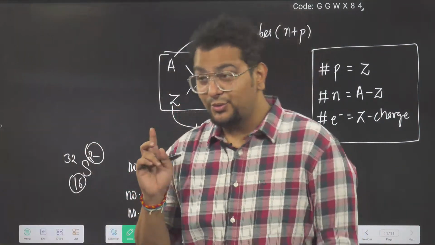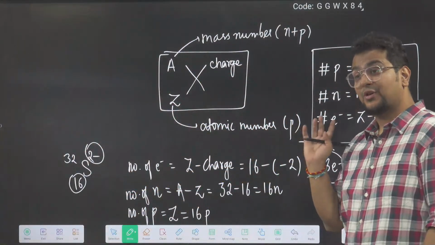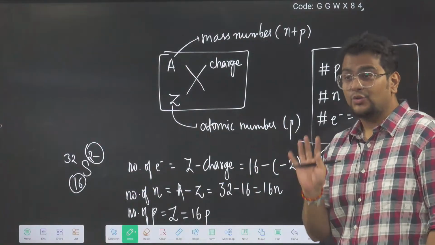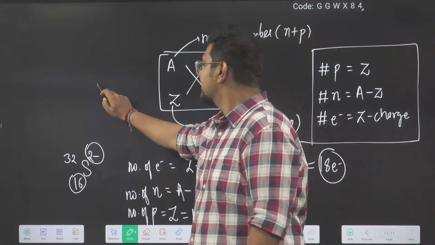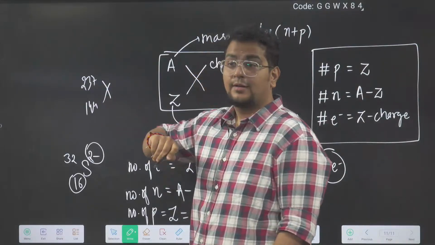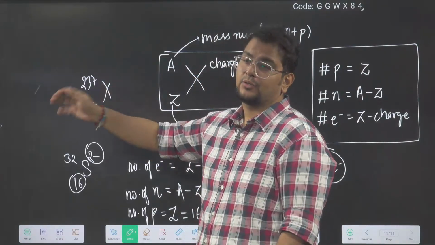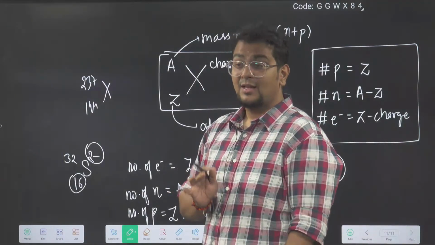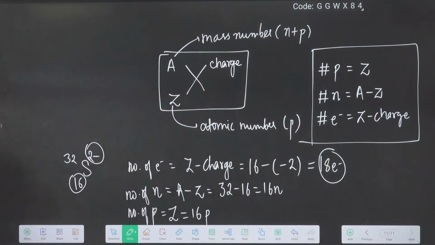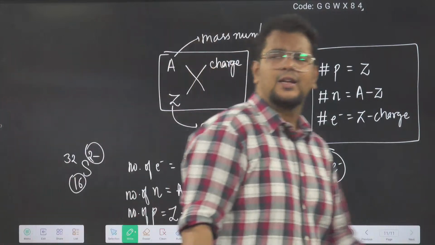This also used to be the level of NEET examination once upon a time. In 2020 or 21, even this question came: they gave some element, here 237, here 144, find the number of proton, neutron and electron. This also used to be the level of NEET examination. That's why the cutoff was 600, 580, 590 type of.